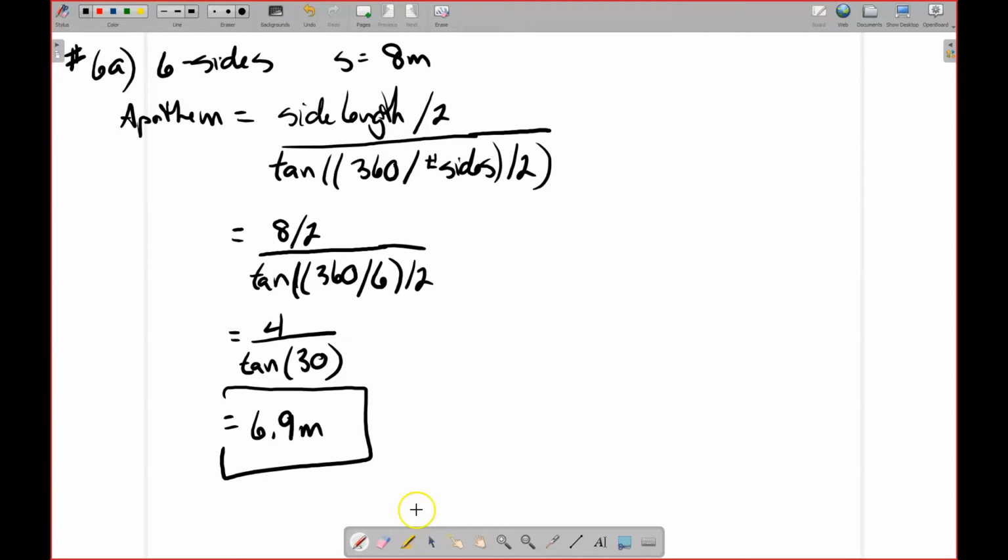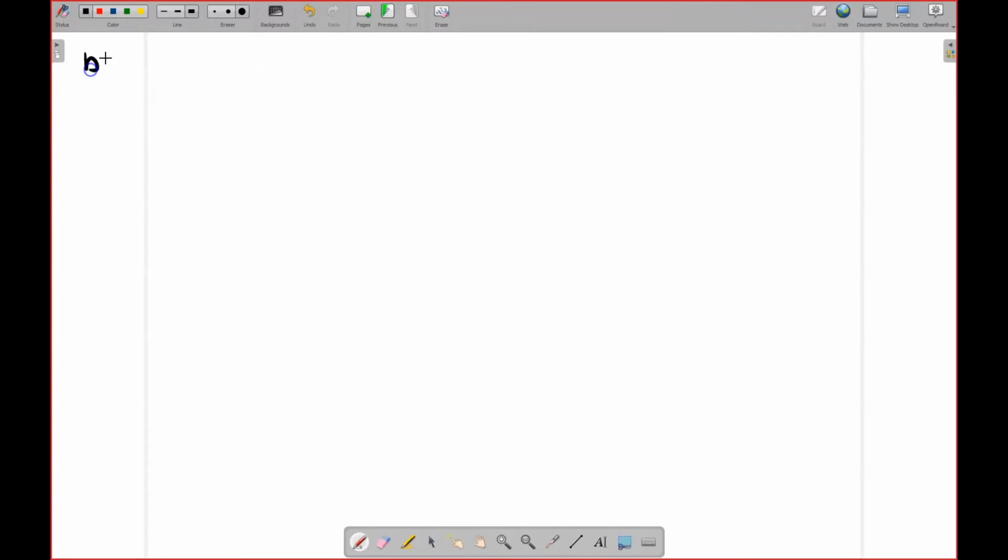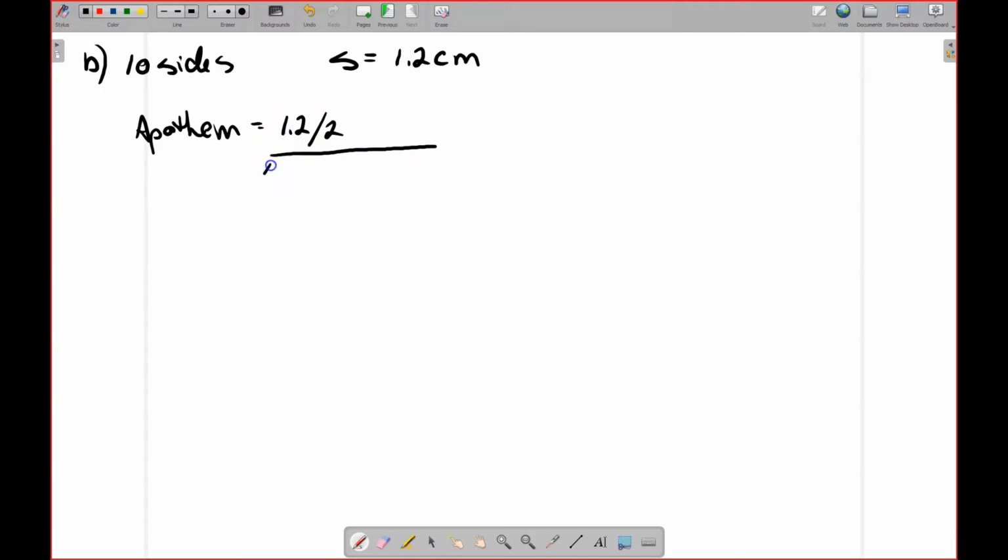Okay, then moving on to 6b. This time they've given us, how many sides? We've got a 10-sided figure. 10 sides, S, which is the length of the sides, we're told is 1.2 centimeters. Taking our formula again, the apothem is the side length divided by 2. So we've got the side length of 1.2, dividing that by 2, and then that's going to be divided by the tangent of 360 divided by 10, and then that's divided by 2.